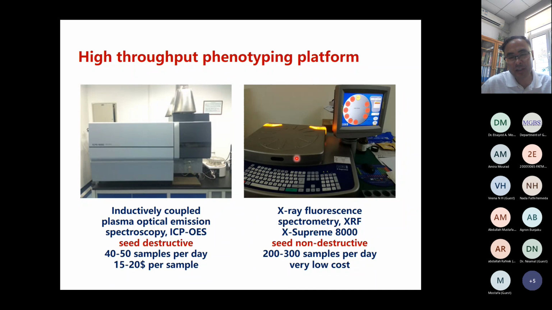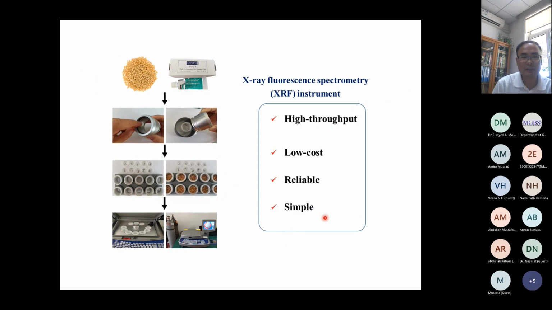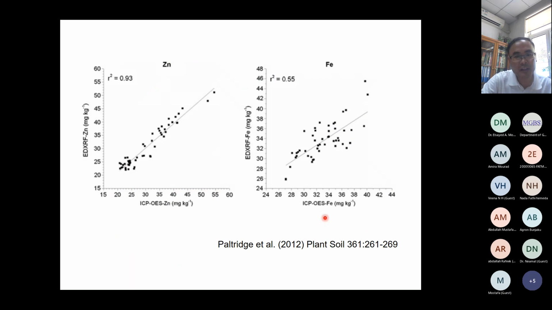So the HarvestPlus program set up a new facility, the XRF machine. It is seed non-destructive, very high throughput, and very low cost. One person can run 200 to 300 samples per day. So it has been promoted for use in the HarvestPlus program globally. It is very easy to use, needs only very basic training, and the result is reliable. They tested the correlation between the classical method and the new method. For zinc the correlation is very high, and for iron it is also acceptable. So it is now used as a routine protocol for micronutrient measurement.